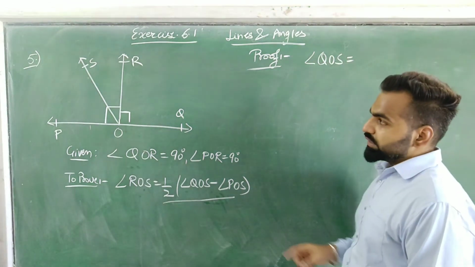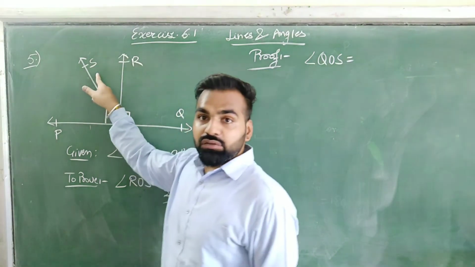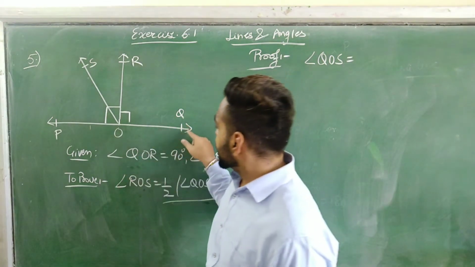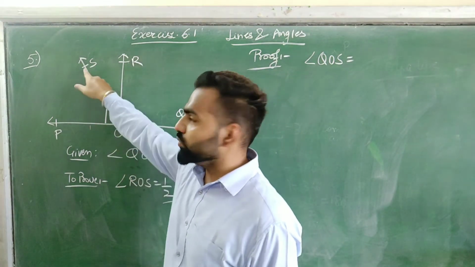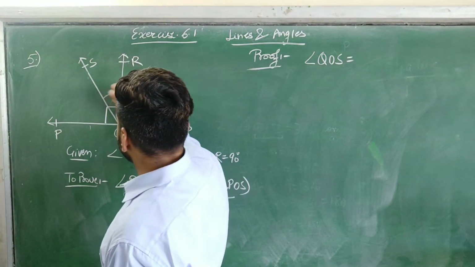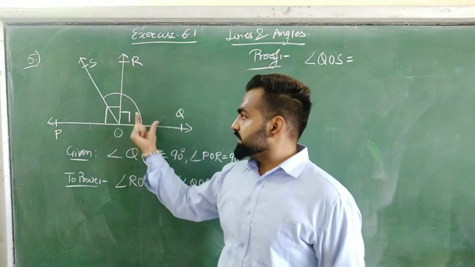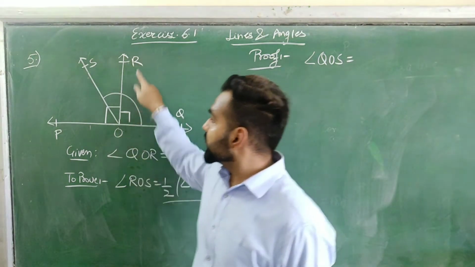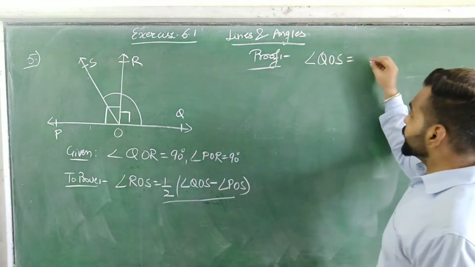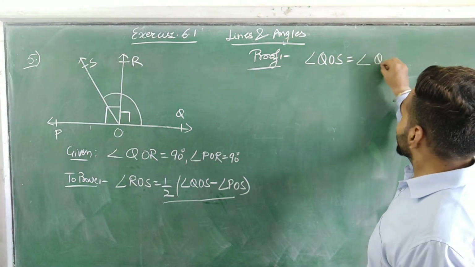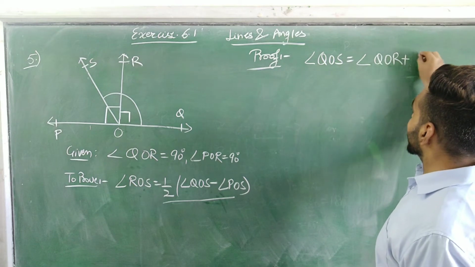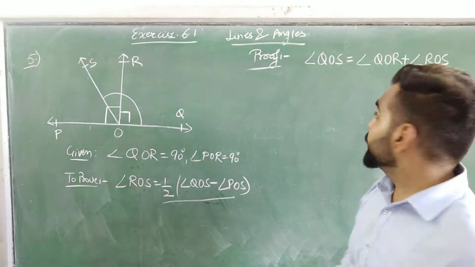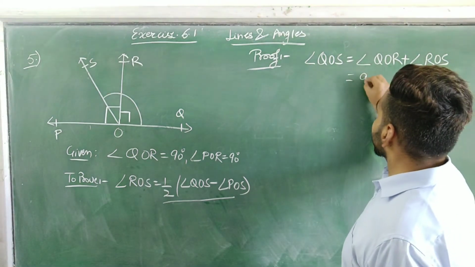How can we write QOS? This is QOS. We can see that this QOS is basically a combination of two angles, QOR plus ROS. This is the total angle QOS. So this is a combination of two angles, QOR plus ROS. So we will write QOS equal to QOR plus angle ROS. And what is the value of angle QOR? The value of angle QOR is 90.